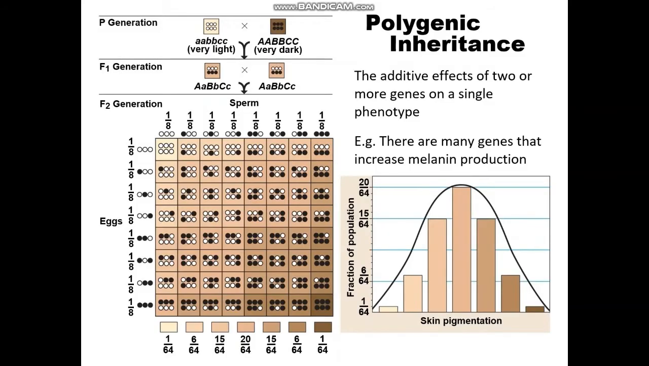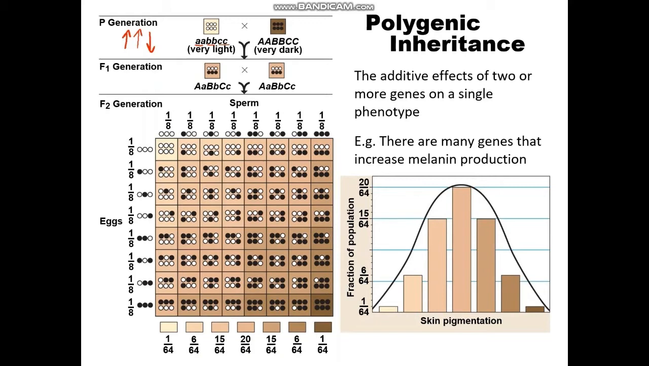In polygenic inheritance, more than one kind of gene can affect the phenotype of the offspring that are created. So here we have an example where there are 3 different genes, A, B, and C, that affect skin pigmentation at birth, how much melanin is produced. Each of them can either turn up melanin production or turn down melanin production. If you have all 3 genes turned up, then you make a lot of melanin. You end up with a very dark skin pigmentation at birth. If you have them all turned down, you'll end up with a very light skin pigmentation at birth.